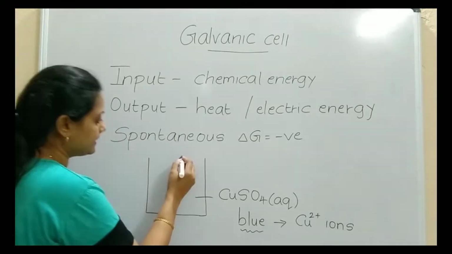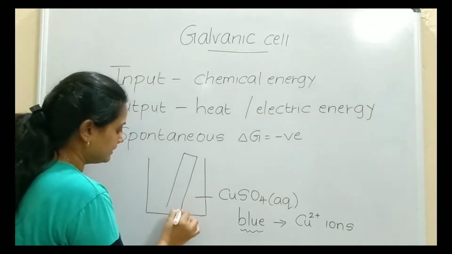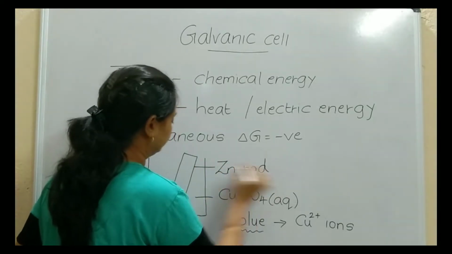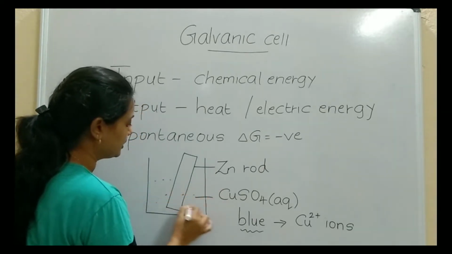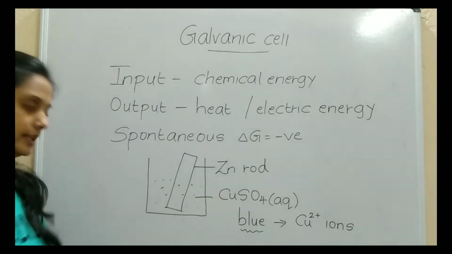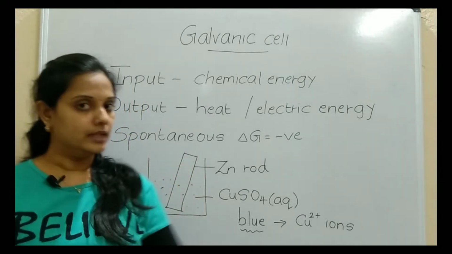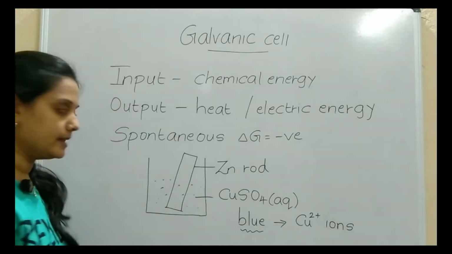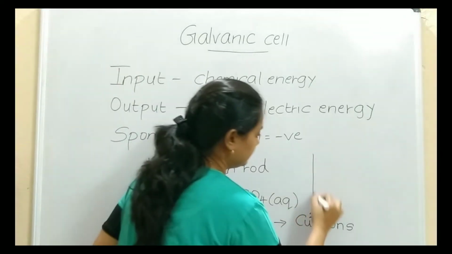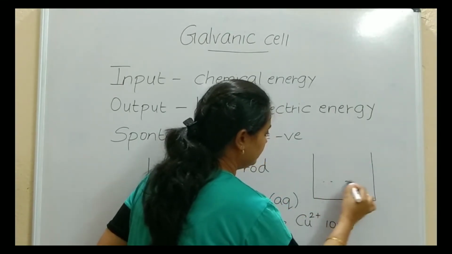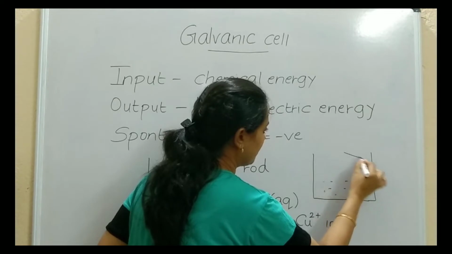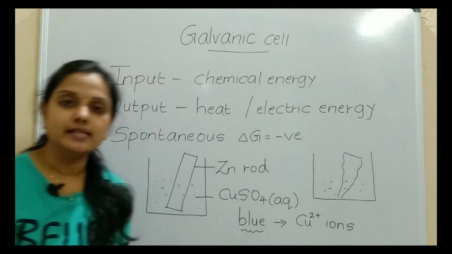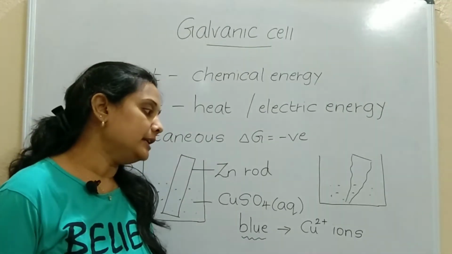Okay. Into this, we will place a zinc rod. The copper sulfate solution is filled, and a zinc rod is placed into the solution. It is immersed into the solution. Now what were the observations made by the scientist here? After some time, in the solution, the zinc rod was somewhat like this. So what happened to the zinc rod? The zinc rod went on decreasing.